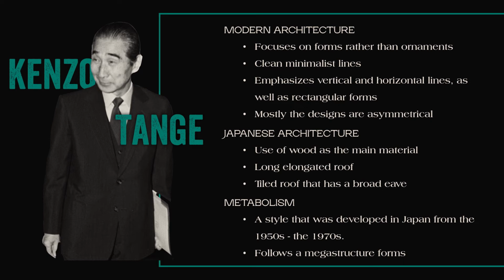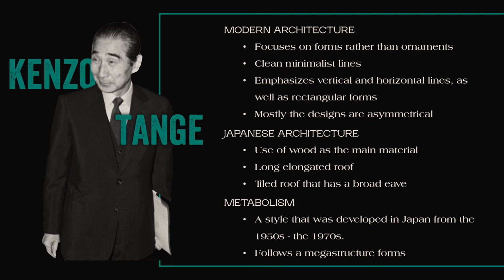Another architectural style of his is Japanese architecture, which of course originated in Japan. Religion lies at the core of Japanese architecture. Many of the most significant Japanese structures were shrines. These buildings, devoted to prayer and worship, displayed the most complex and exquisite construction. Some of the characteristics of Japanese architecture are use of wood as the main material, long elongated roof, tiled roof that has a broad nave, and use of shoji, which are movable screens that divide the space.